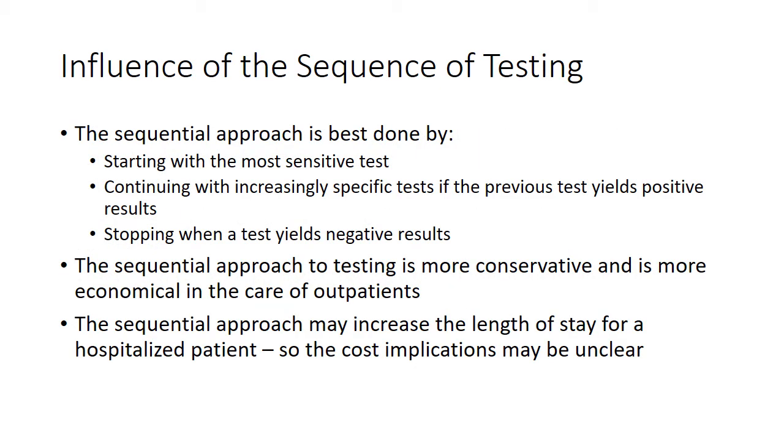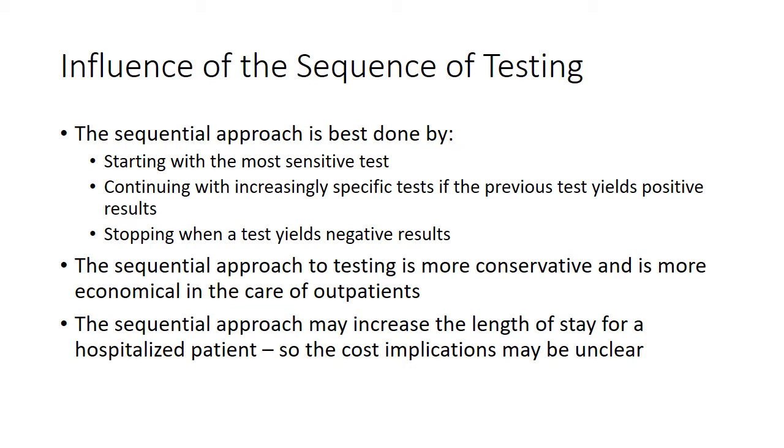So in doing these sequential tests, you should probably start with the most sensitive ones first to try to rule out diagnoses, and then you will move on to increasingly specific tests until you find something that yields a negative result, and then you can rule out that diagnosis pretty definitively at that point. And so it's typically more conservative to do this kind of sequential approach rather than just doing all the tests at the same time, but it can make your interpretations a little bit more sound, can make more economical sense in some cases, although it may be unclear.